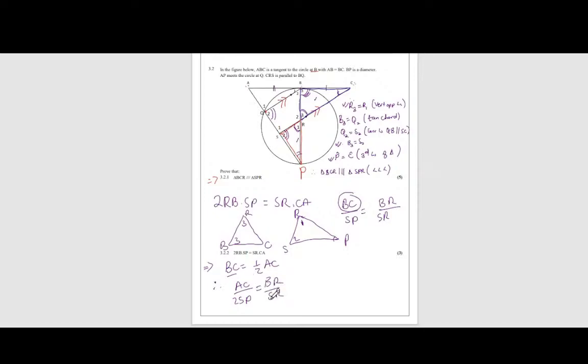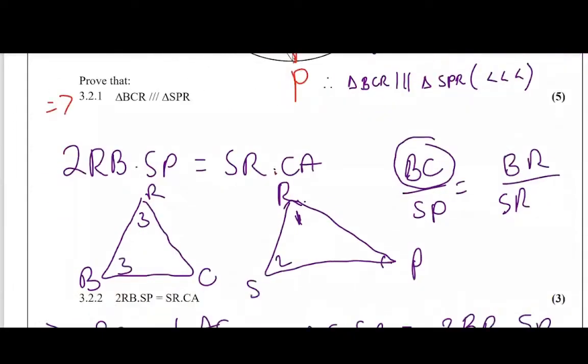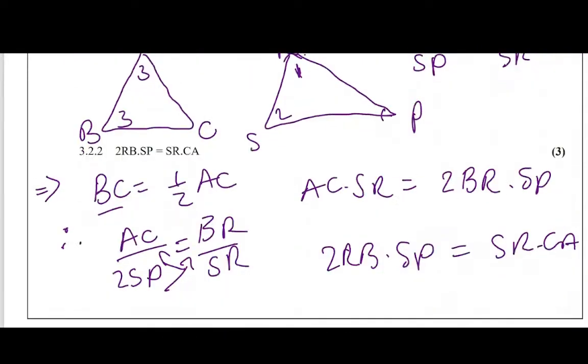Okay, then we do the cross multiplication. So if we cross multiply, we know that our AC times SR is the same as 2 times BR times SP, which is just the same thing as what they gave us. So that means I can just rewrite it and say 2RB times SP is the same as SR times CA, just moving it around. So that is how I would have worked that out. Okay, that's what the question asked for.